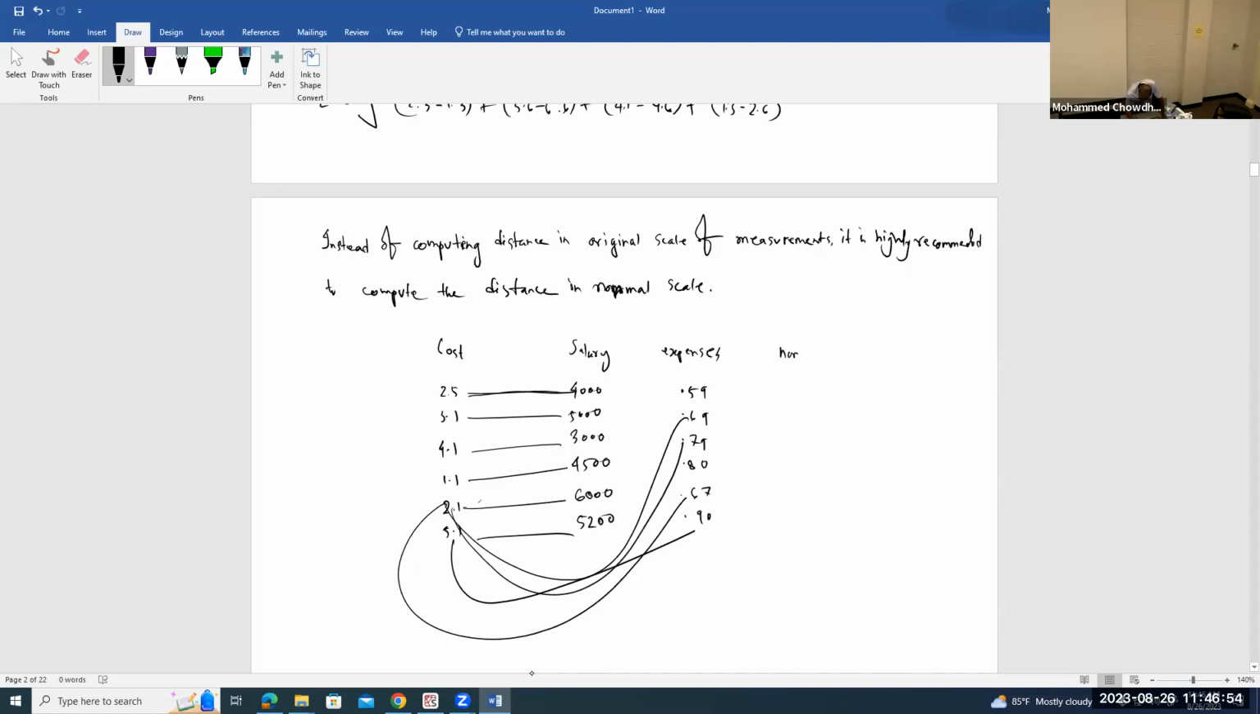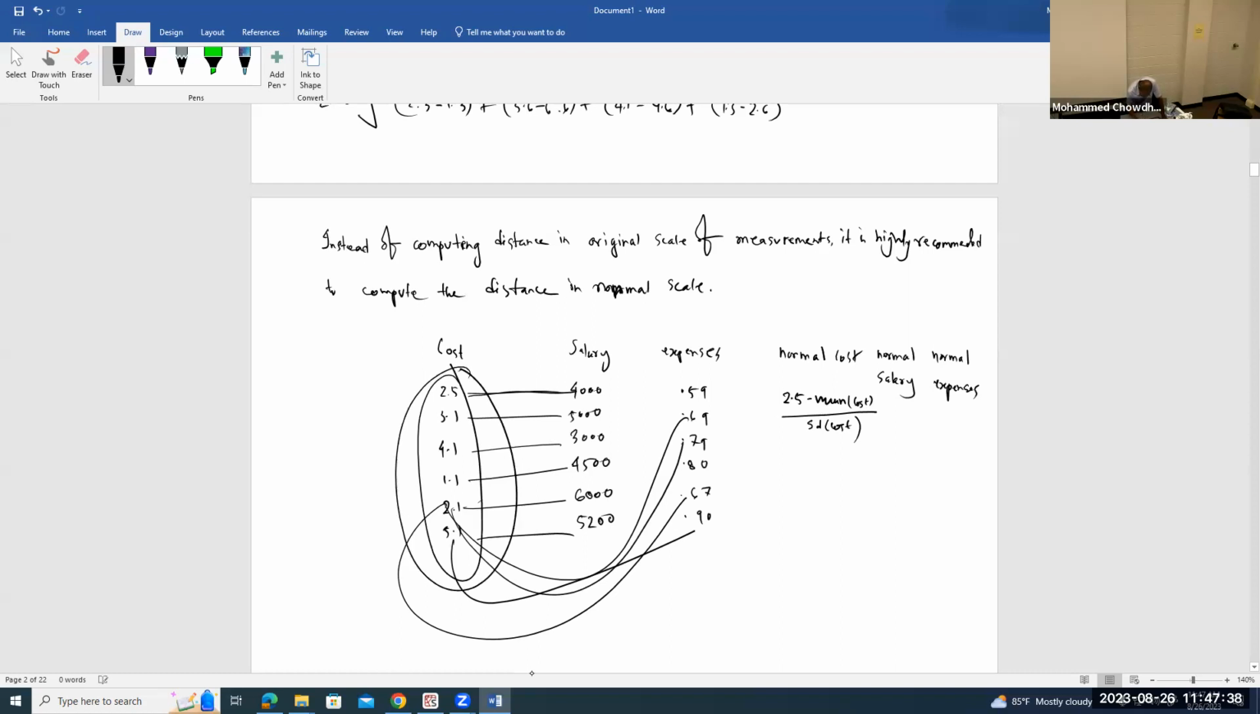Normal scale of measurement: normal cost, normal salary, and normal or normalized expenses. How can you compute normal cost? You can take 2.5 minus the mean of cost divided by the standard deviation of cost. So you can find the mean, you can find the standard deviation, and subtract the mean from each value of the cost and divide by the standard deviation. You will get values which will be known as the normalized cost. Similarly, you can find normalized salary and normalized expenses.